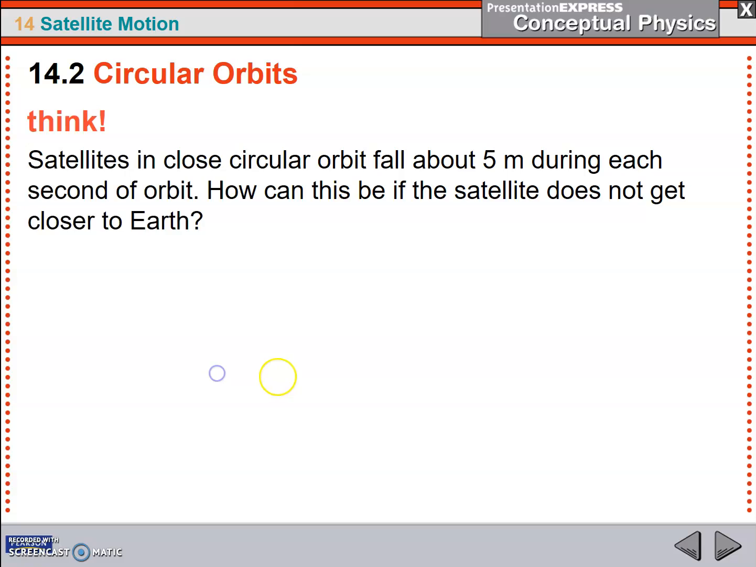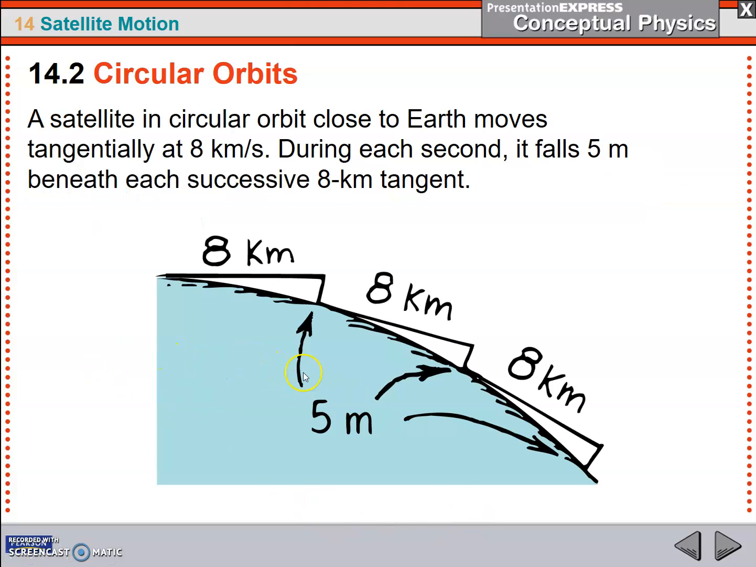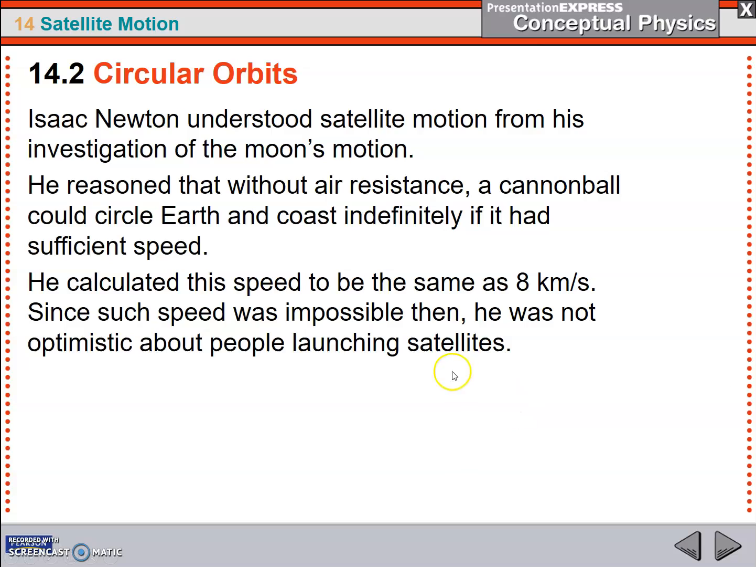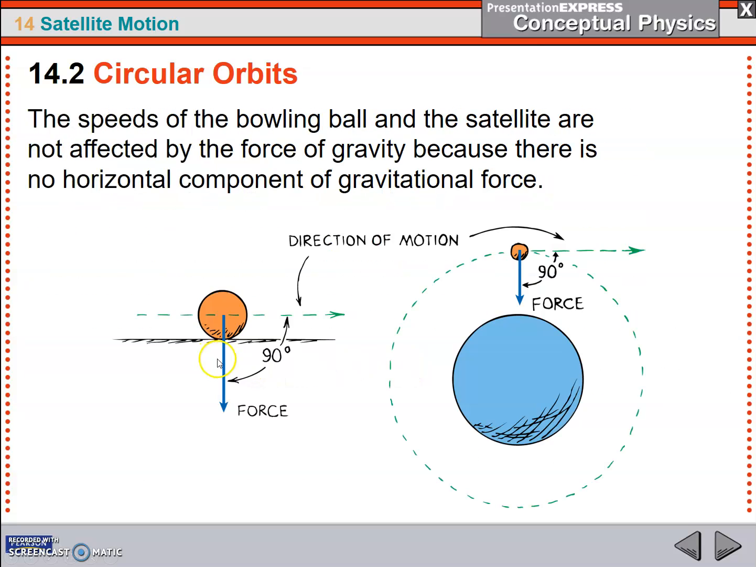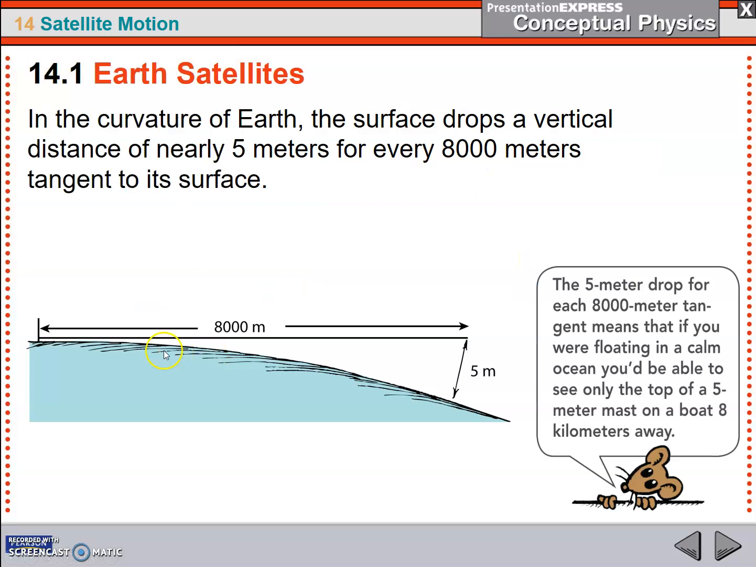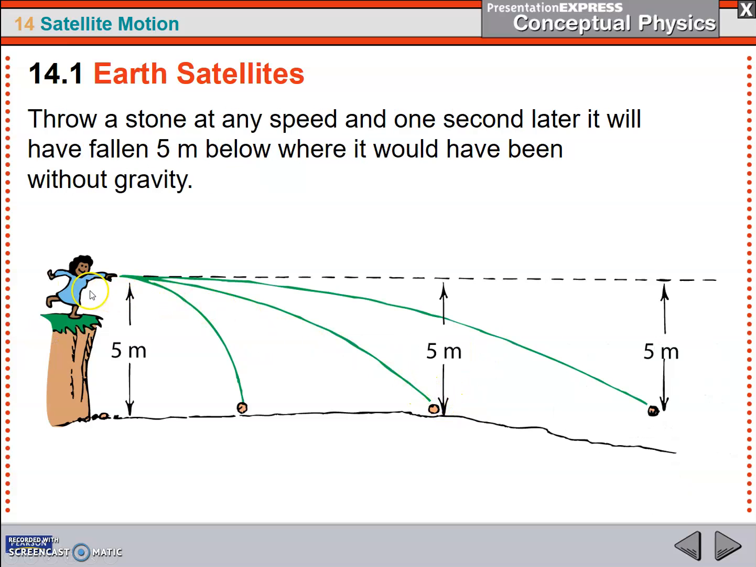Whoops, hit the wrong button. There we go. If you throw a ball so that it's going sideways at 8 kilometers a second, it will never hit the Earth. Right? Do you get that? Because there's 8 kilometers, 5 meters, it doesn't hit the Earth. So if you throw the ball so it goes this far and falls 5 meters, it hits. But if you throw it so it goes 8 kilometers out, it's not going to hit the Earth.